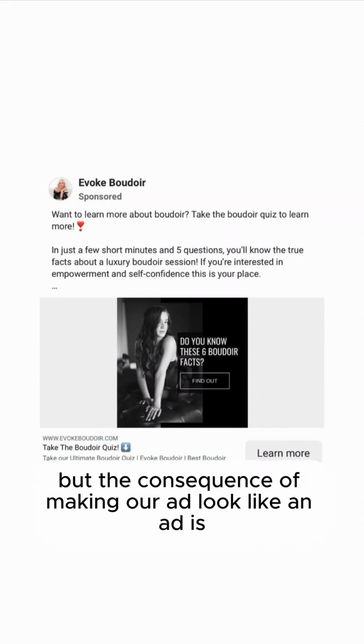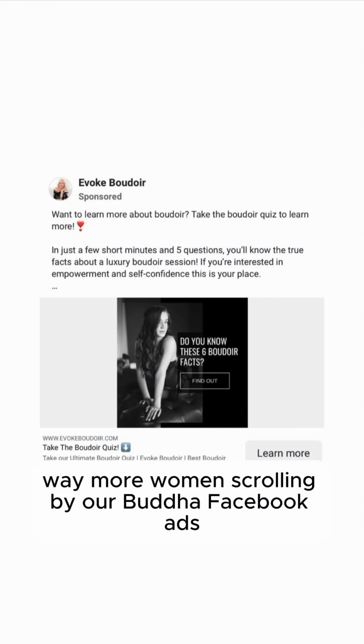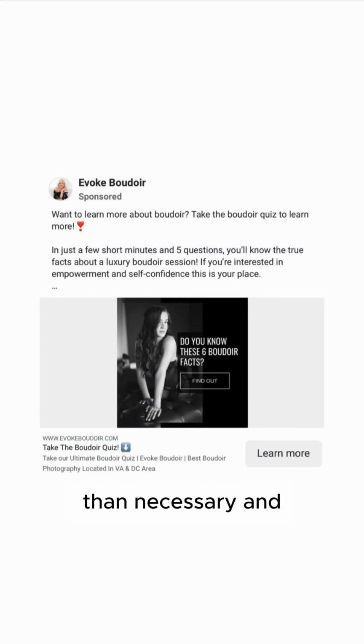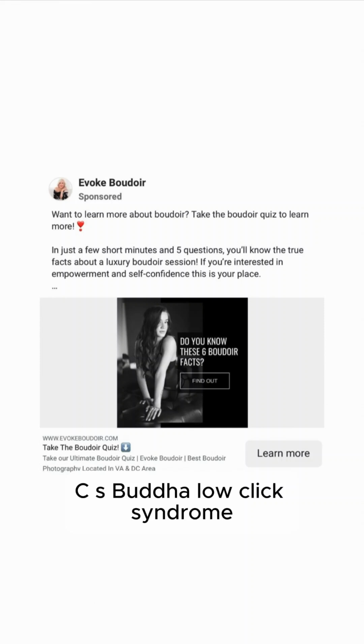But the consequence of making our ad look like an ad is way more women scrolling by our Boudoir Facebook ads than necessary. And as a result, it pulls our unique CTR under 6%, and it actually contributes to BLCS, Boudoir low click syndrome.